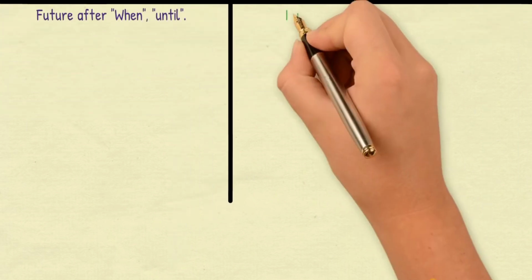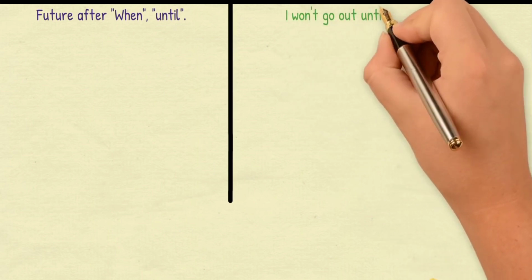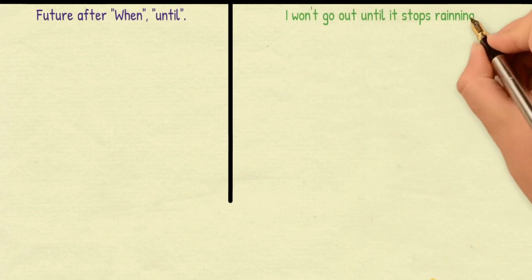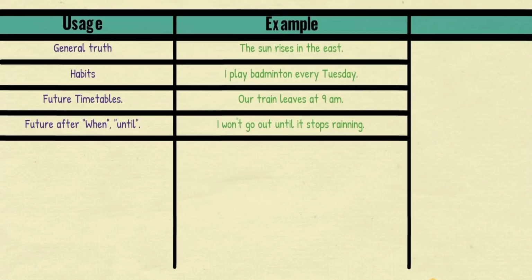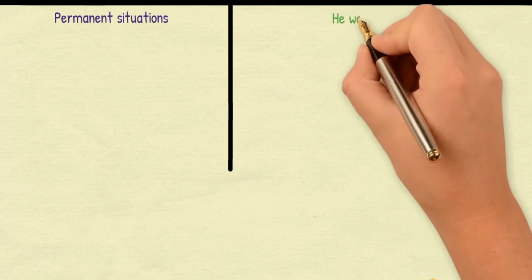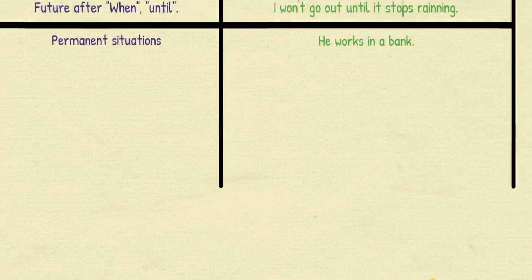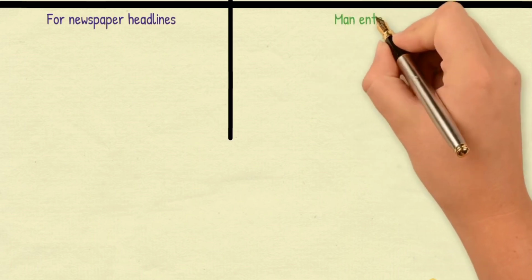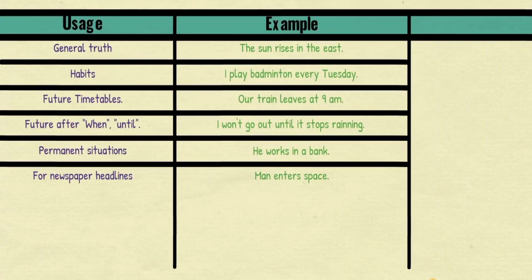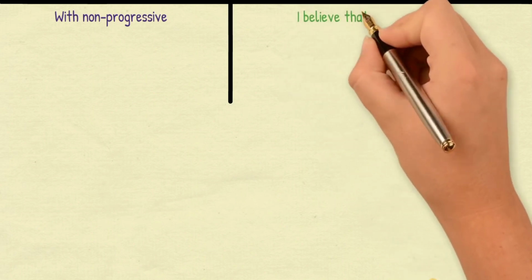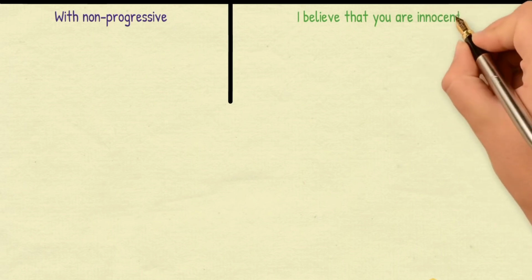Future after when or until: I won't go out until it stops raining. Permanent situations: he works in a bank. For newspaper headlines: man enters space. With non-progressive: I believe that you are innocent.